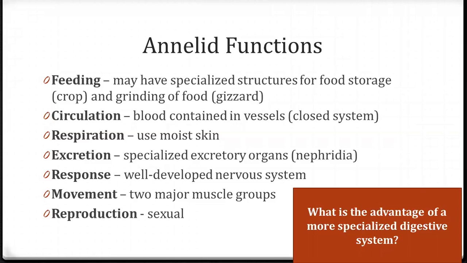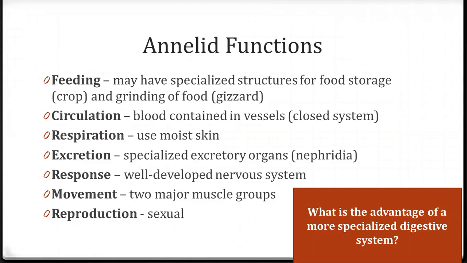Annelid functions, feeding, they have specialized structures for food storage and food grinding. So food storage is held in the crop, and grinding is in the gizzard. Circulation, they have blood vessels. They have blood contained in vessels, so it is called a closed system. Respiration uses their moist skin. Excretion, they have specialized excretory organs called nephridia.